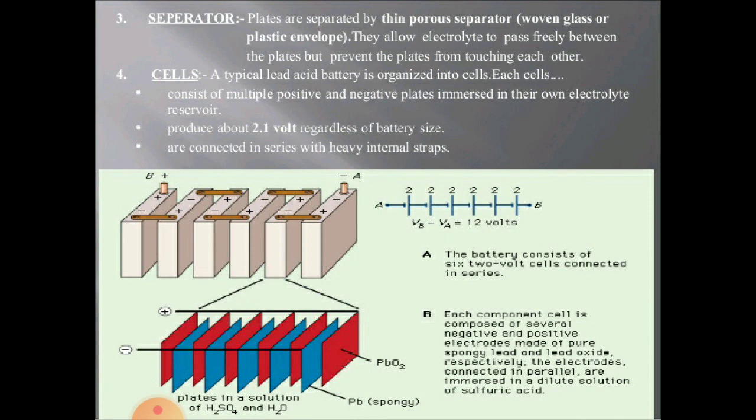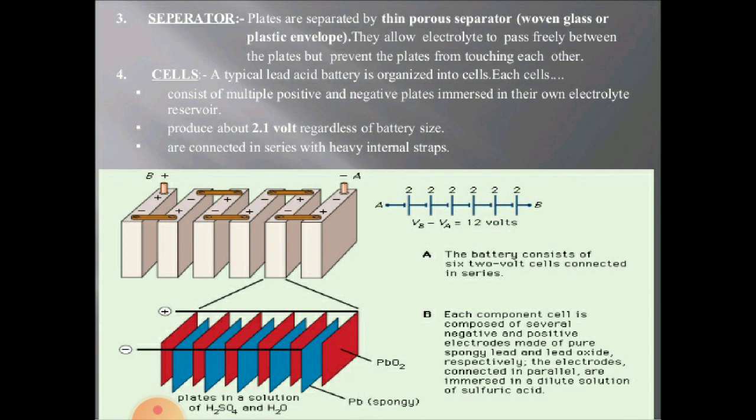Next we have separators. The separators are microporous glass or plastic envelopes which prevent any short circuit between positive and negative plates. As these are placed inside the container, there should not be any direct contact between the positive and negative plates. Hence we add the separators in between. The separators are made up of plastic or glass. These have small holes so that the electrolyte passes over freely.